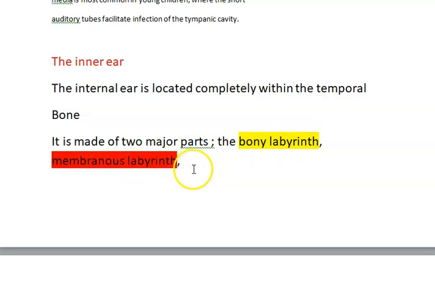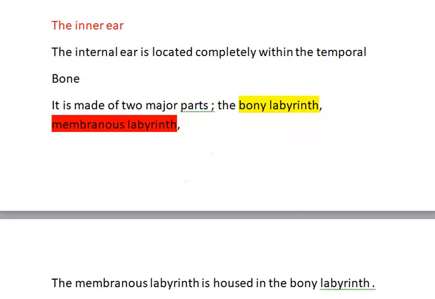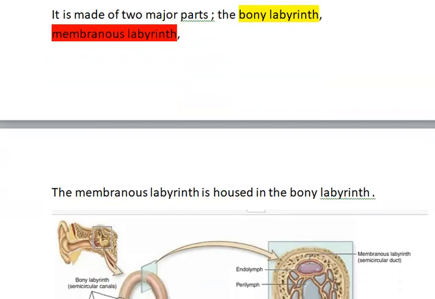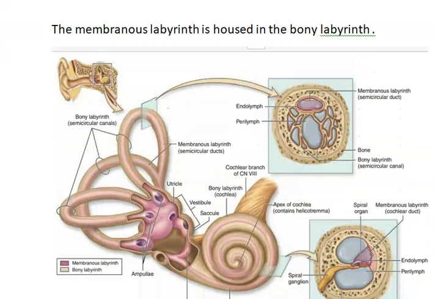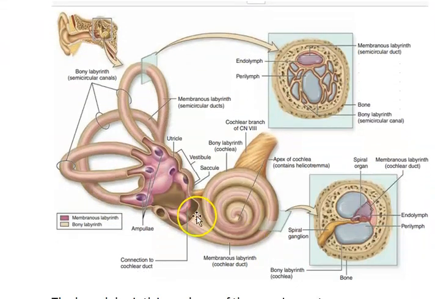Alright, so what are we saying? It is made up of two major structures, the bony labyrinth and the membranous labyrinth. And the membranous labyrinth is housed in the bony labyrinth. So this is the structure that we are looking at. So we got our inner ear from the ear and brought it here. Alright, so this is it.